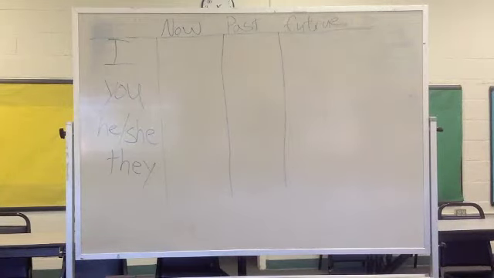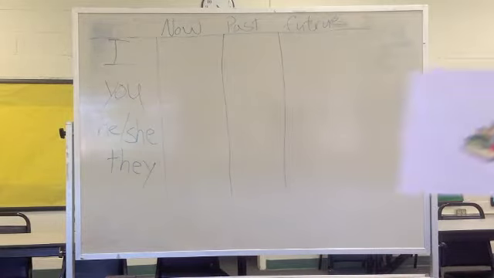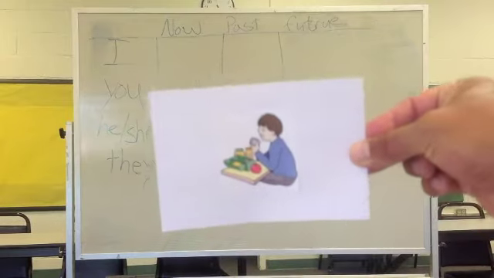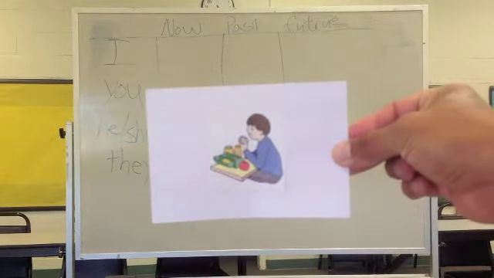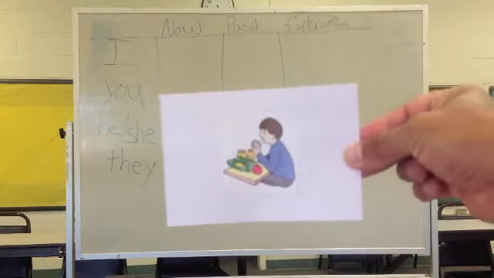Now we are going to practice making simple sentences in the present, past, and future using cards, also using I, you, he, she, and they as a subject. We'll be using these cards. This card will be the first one, and it will be used to describe eating.